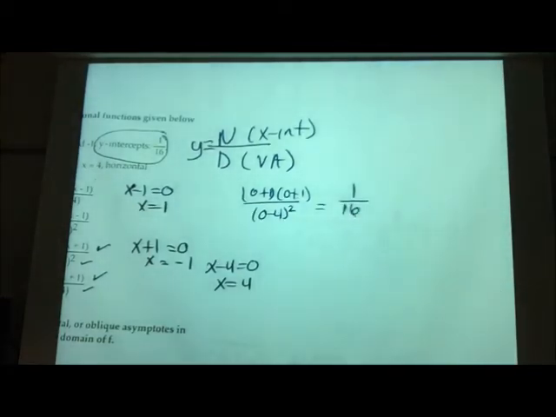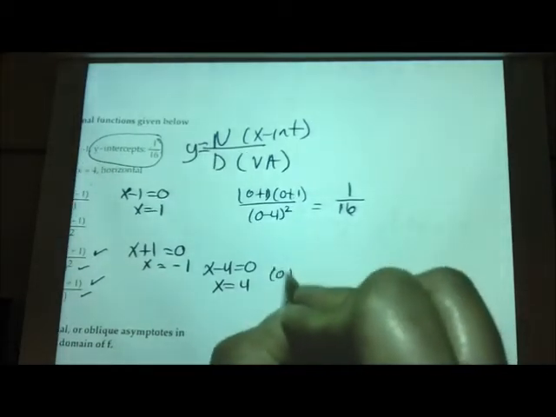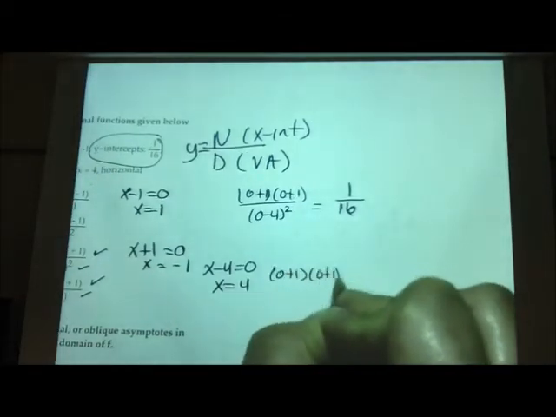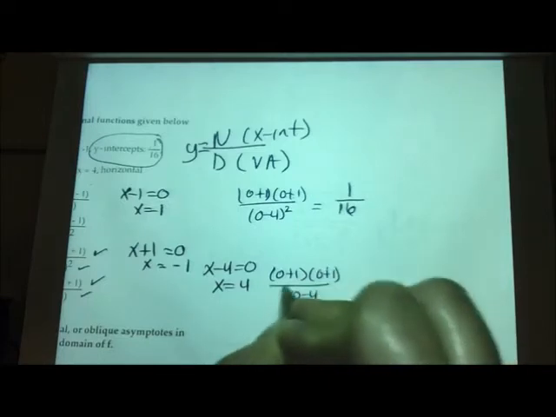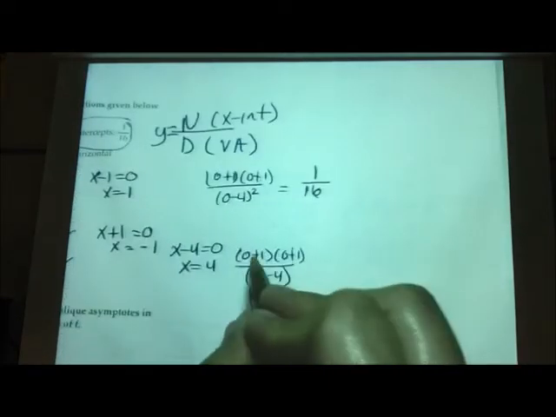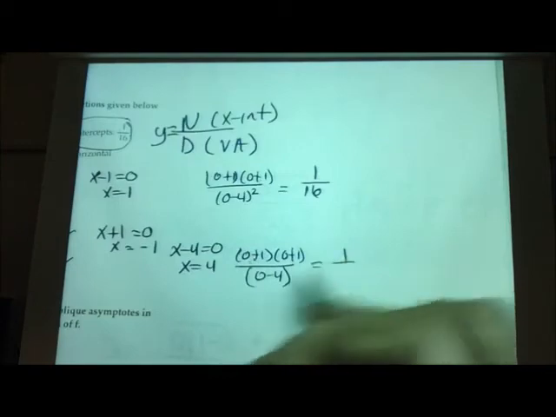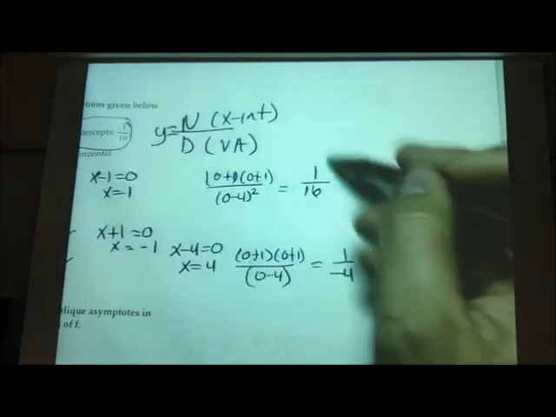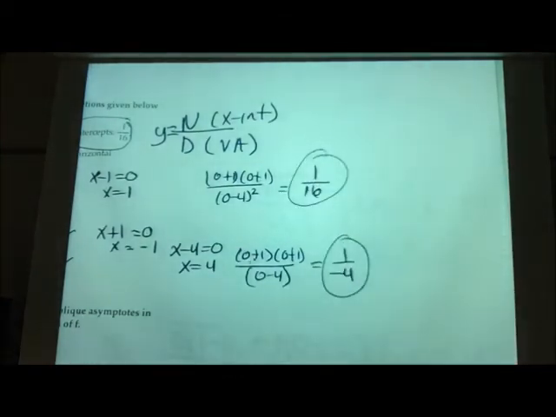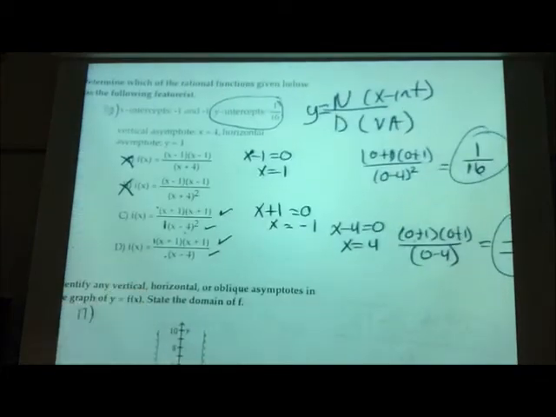So it looks like that's my answer, but let me just do D just to be safe. 0 plus 1, 0 plus 1, and 0 minus 4. So that becomes 1, that's 1. And then the bottom would be a negative 4. So do I need a 1/16 or a negative 1/4? The answer would be 1/16. So my answer would be C.